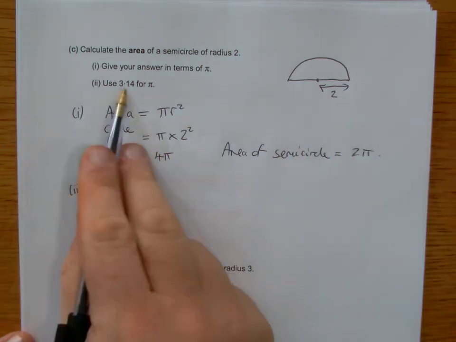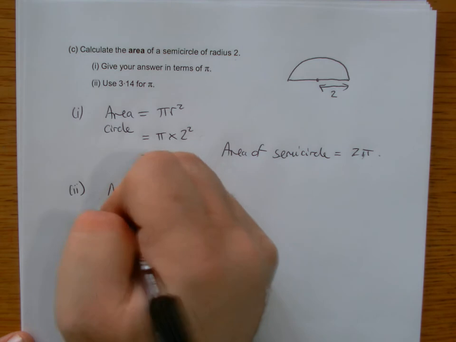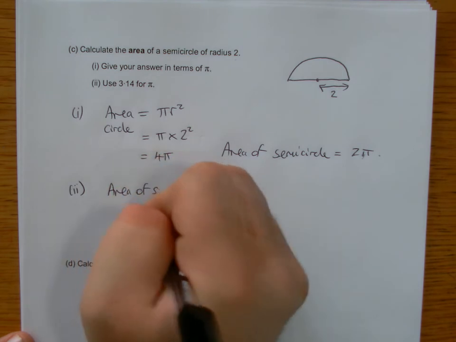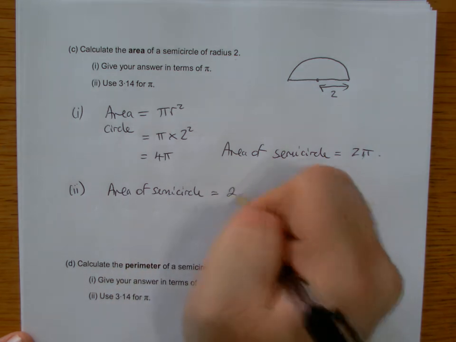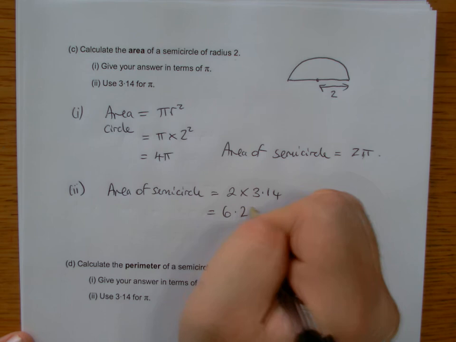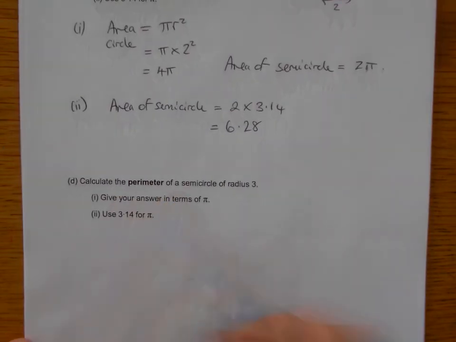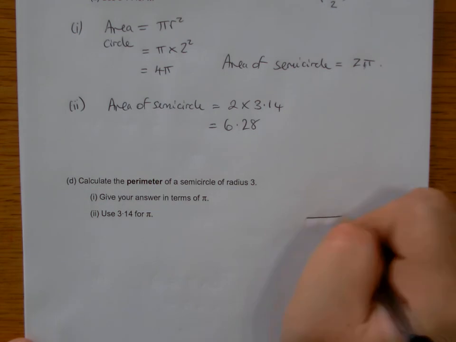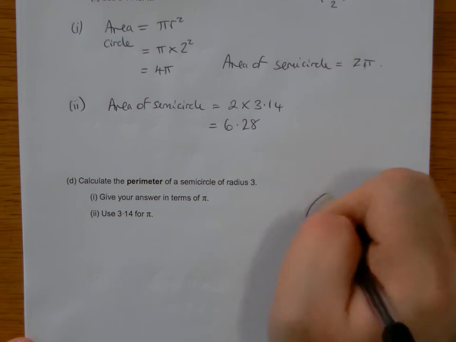Part 2 then, use 3.14 for pi, so we're going to put 3.14 in there for the semicircle. So the area of the semicircle in terms of 3.14 will be 2 times 3.14, and that's easy, isn't it? 6.28, just double it. In D then, it says calculate the perimeter of a semicircle of radius 3. Now, perimeter, of course, is the distance all the way around, okay?